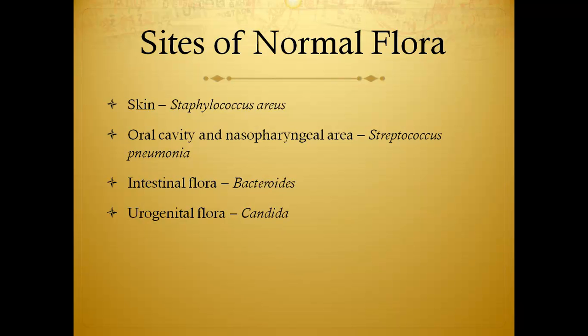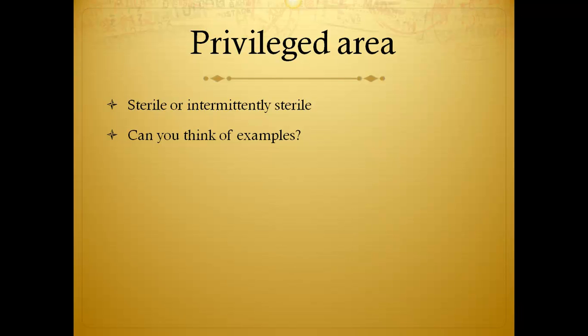Here are some of the normal flora. I mentioned this. The skin has that Staphylococcus aureus that you've heard of. The oral cavity and the nasal cavity have Streptococcus pneumoniae. The intestinal flora have Bacteroides, and the urogenital flora have Candida. So lots of places with different organisms.